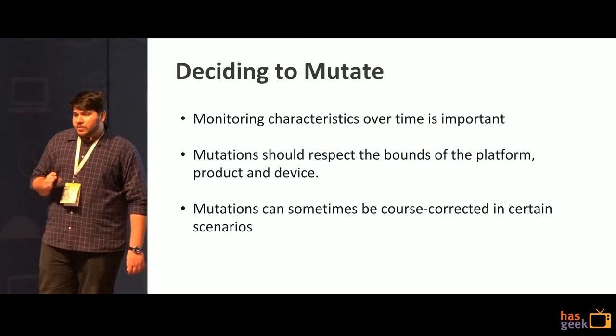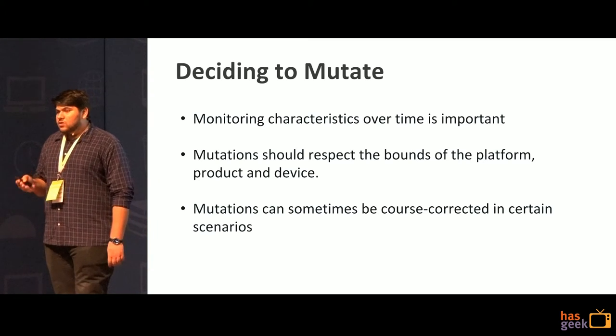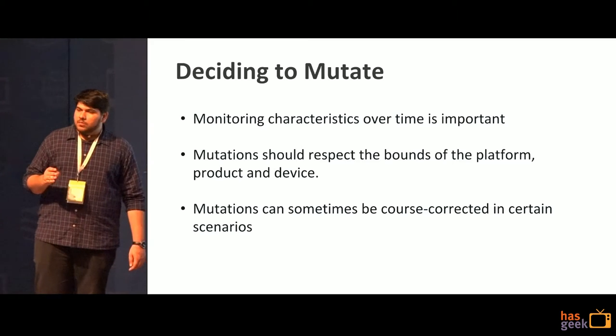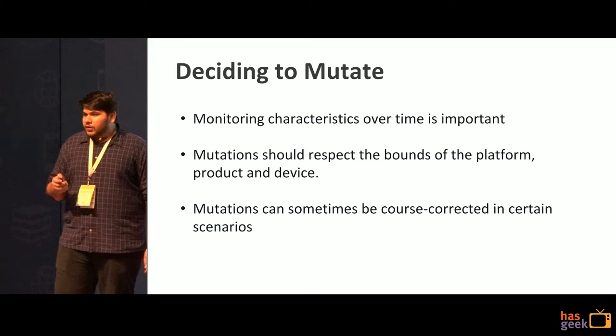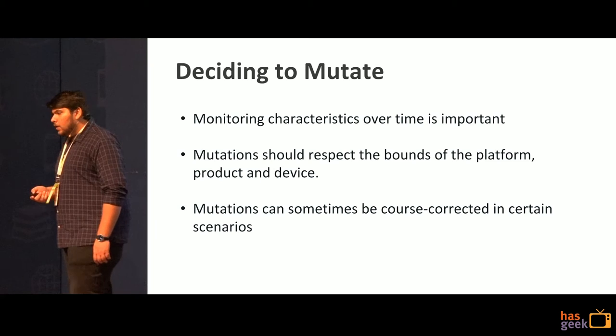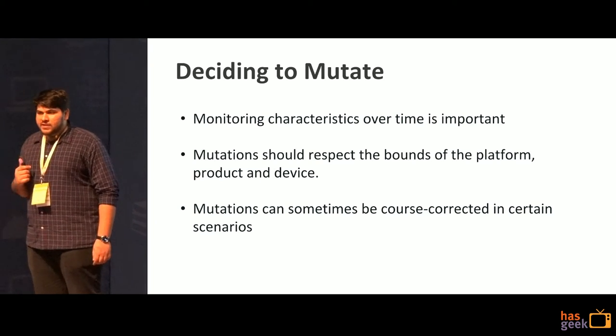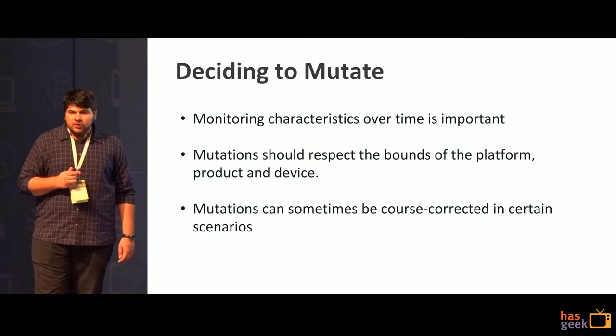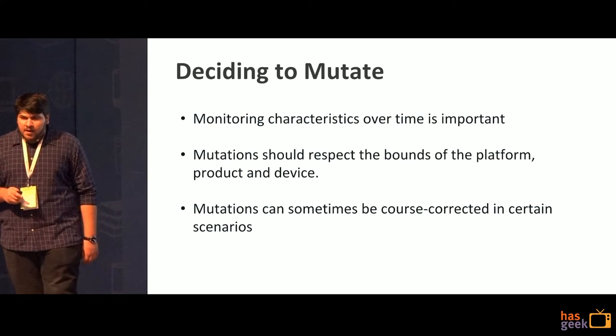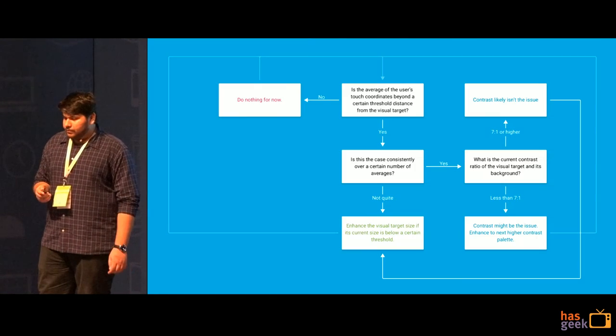This mutation can also be course corrected. We talked about if something goes wrong and the user doesn't want it anymore, like if the touch accuracy gets better after some time, you could quickly roll back to the initial 56 dB height of the list view that we have. So course correcting and rolling back is another important thing in mutative design.